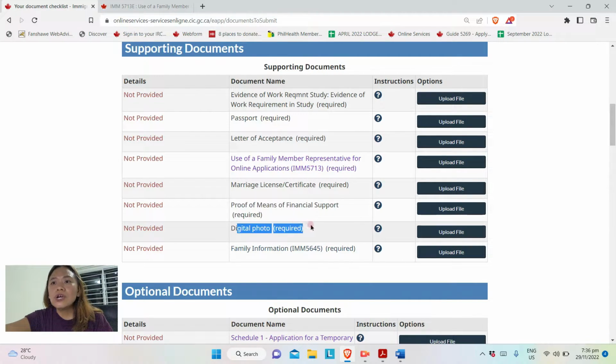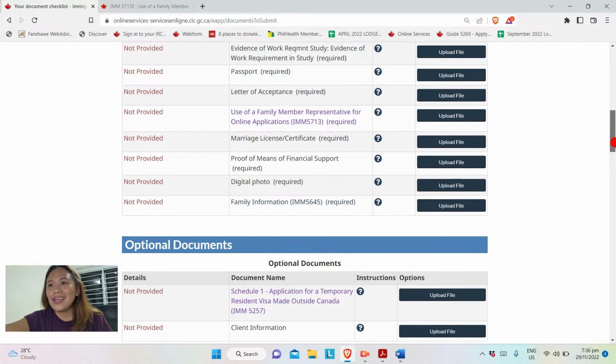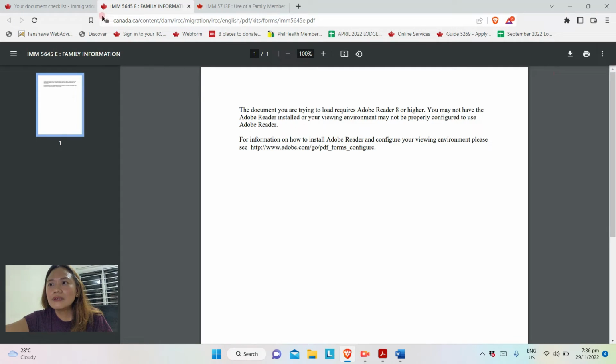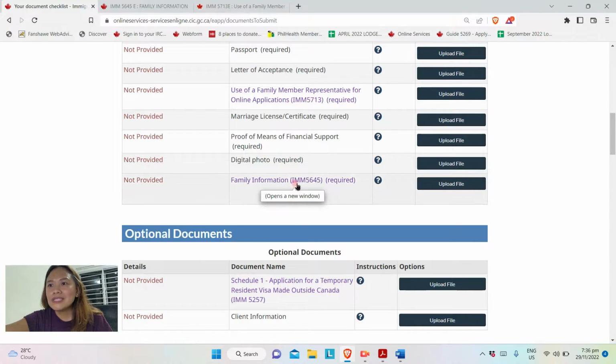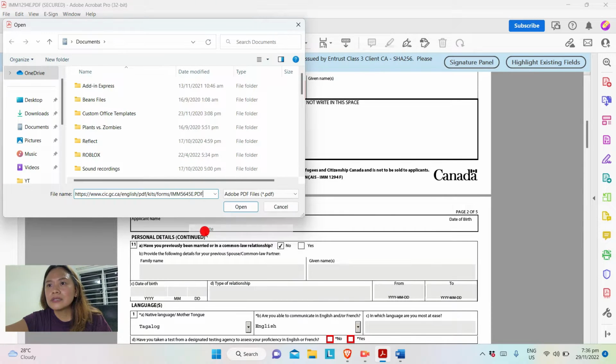Okay, digital photo, you have to upload a Canada visa size. So you can just DIY, or you can go to a studio, and just say I want a Canada visa photo, and ask for the soft copy. So yeah, family information. Okay, let's do this. Family information form, like what it says. Let's do that again. Copy link address, file, open, and paste.